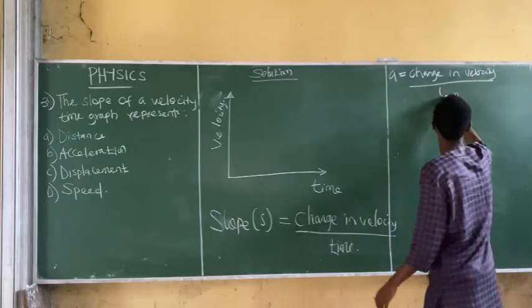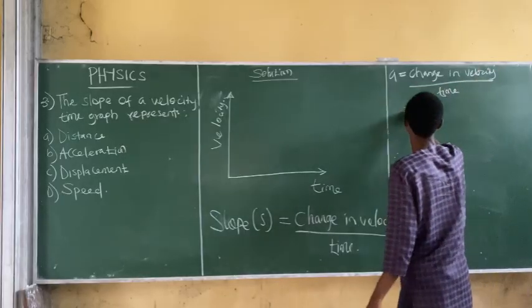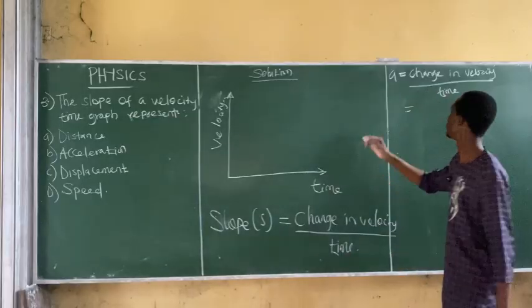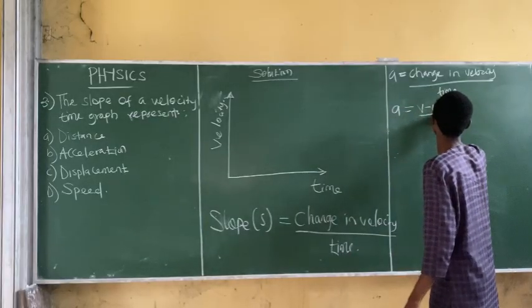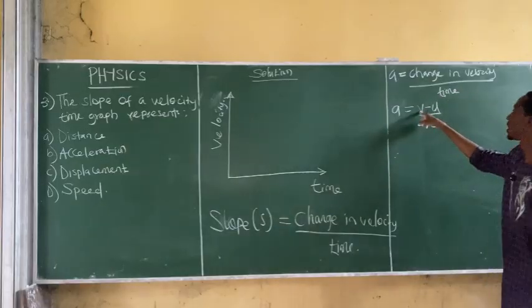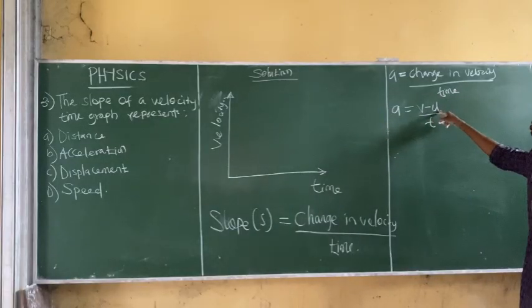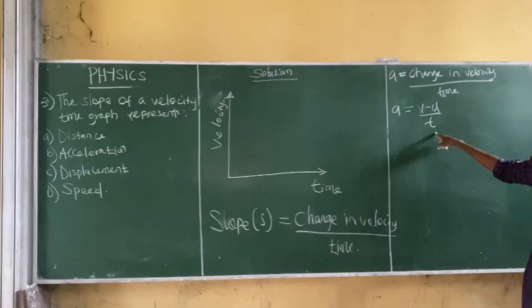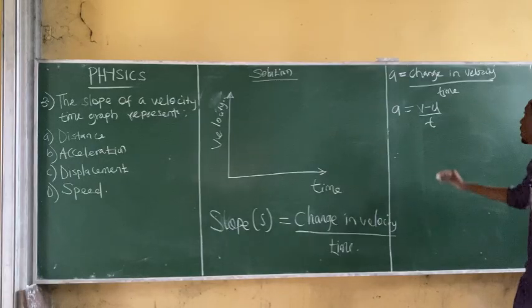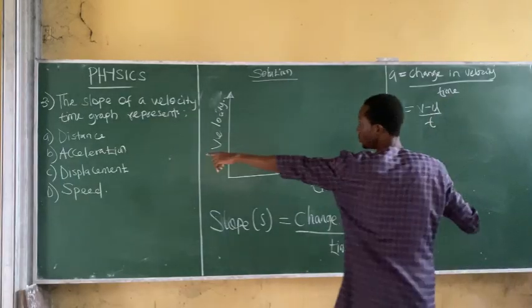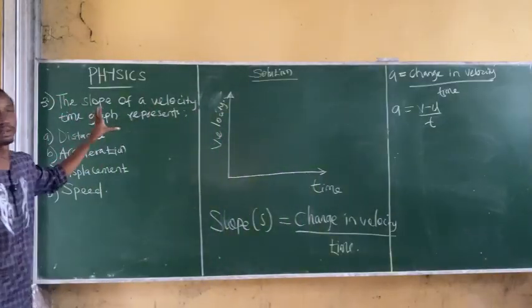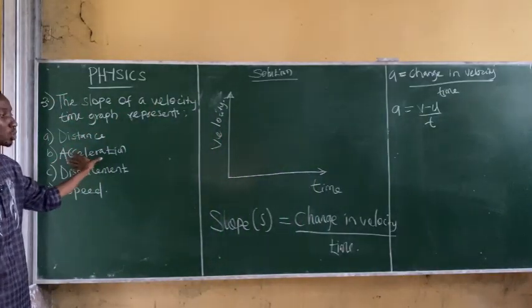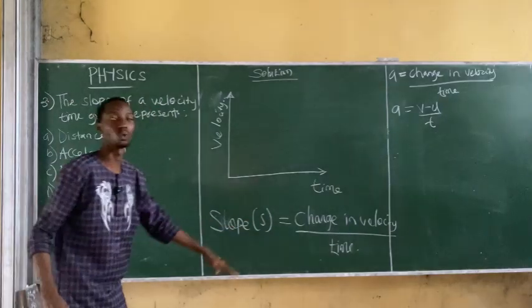which, from the previous question we solved, we have that acceleration is equal to V minus U all over t, where V is the final velocity minus the initial velocity over time. So the correct option here is option B, acceleration. The slope of the velocity time graph represents acceleration because it talks about change in velocity over time.